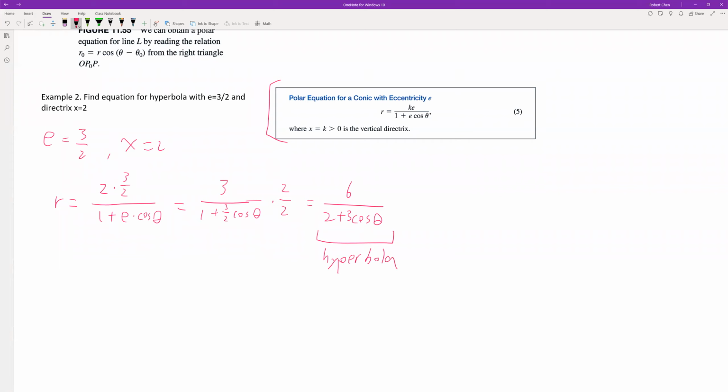Right, pretty simple, pretty straightforward. And one thing you want to be careful about is whether it has a directrix vertically or horizontally. If it's horizontal, then we have to change the cosine into sine. Okay, and let's try another one.